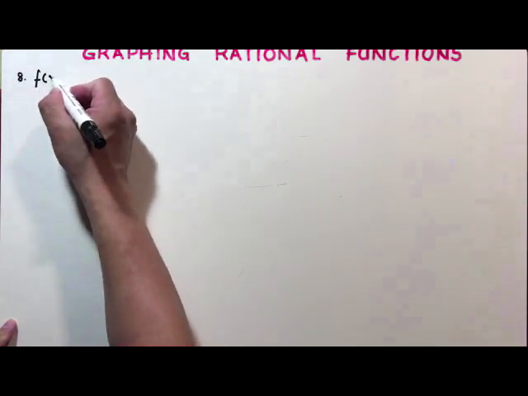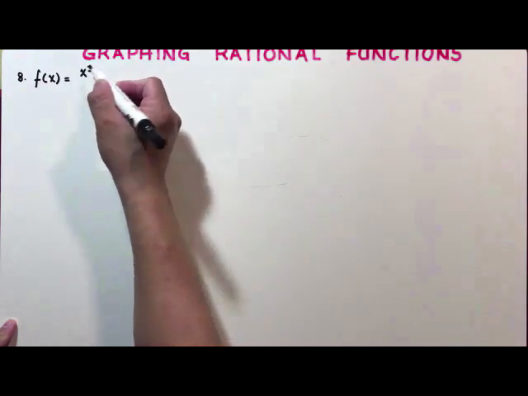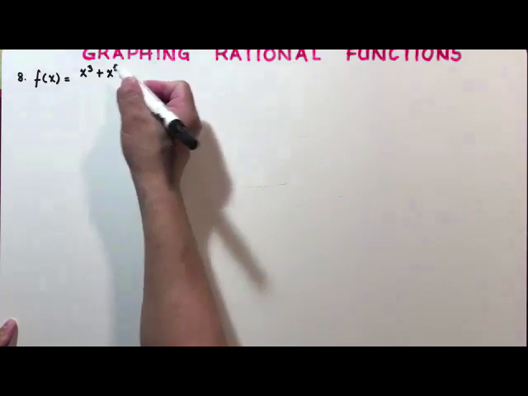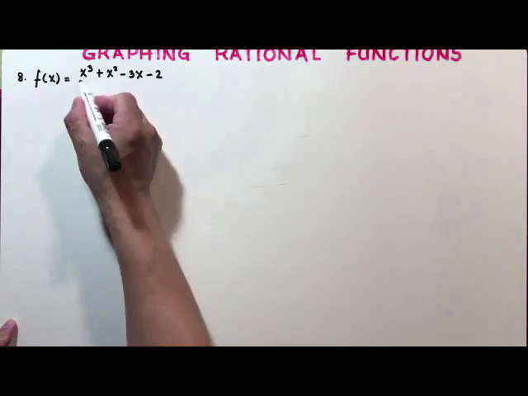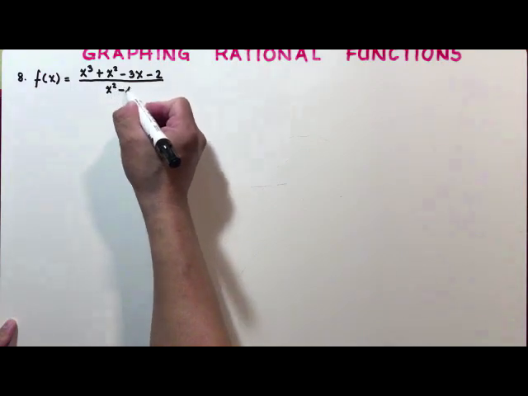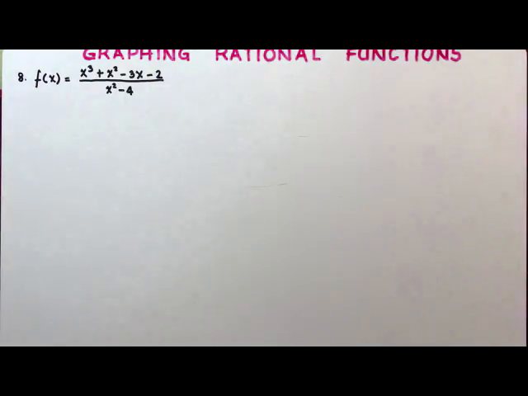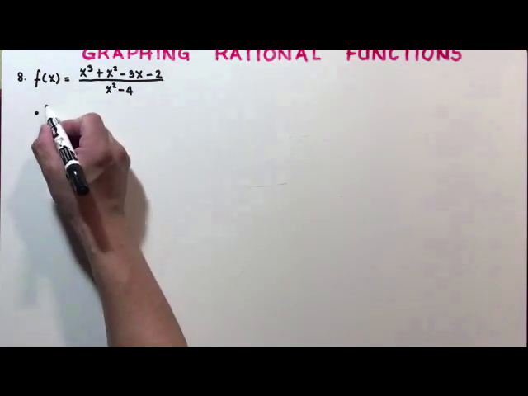At this point, let's proceed to example number 8. So what is the graph of this rational function f of x, which is equal to x cubed plus x squared minus 3x minus 2 divided by x squared minus 4? So following the guidelines in sketching the graph of a rational function, we may first find the points of discontinuity of the graph.